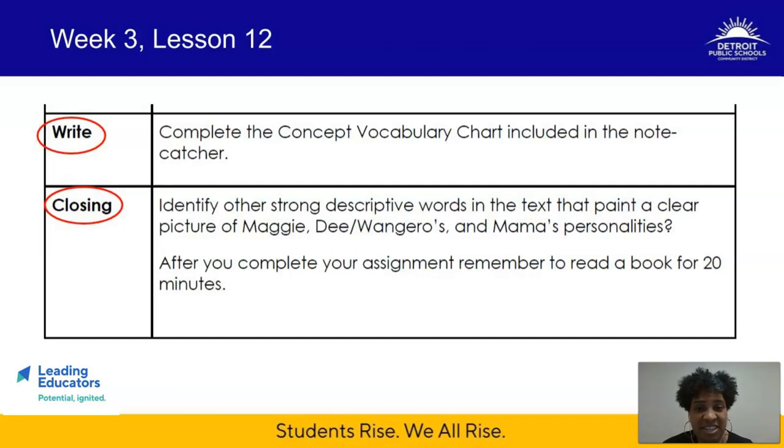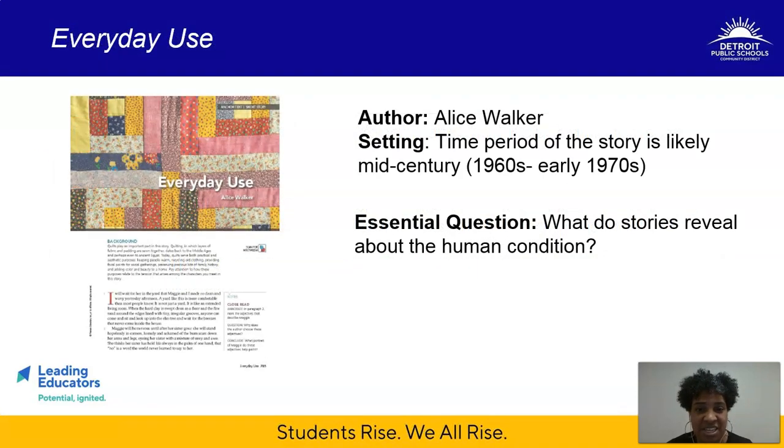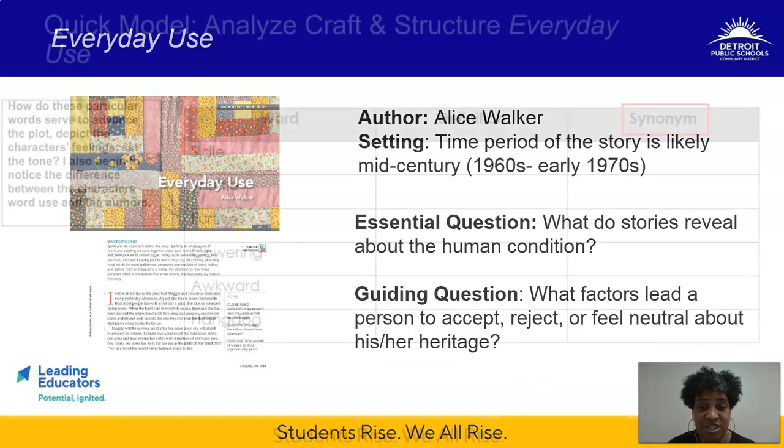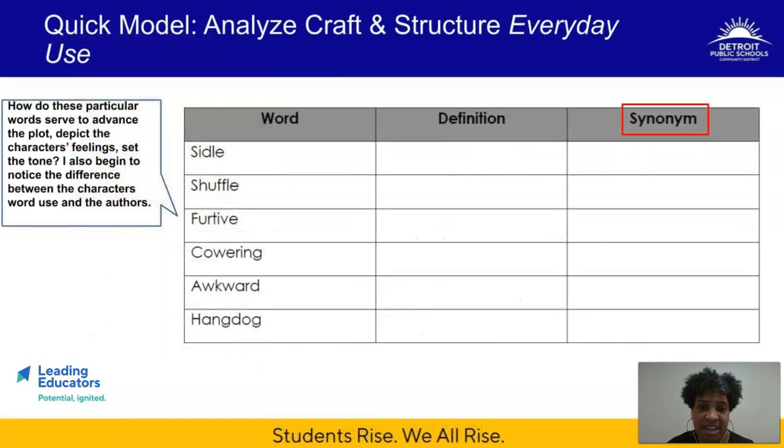A reminder to keep our essential question in the forefront here. What do stories reveal about the human condition? And our guiding question for the text: what factors lead a person to accept, reject, or feel neutral about his or her heritage?